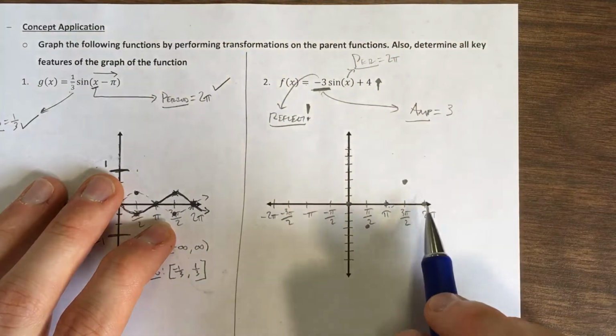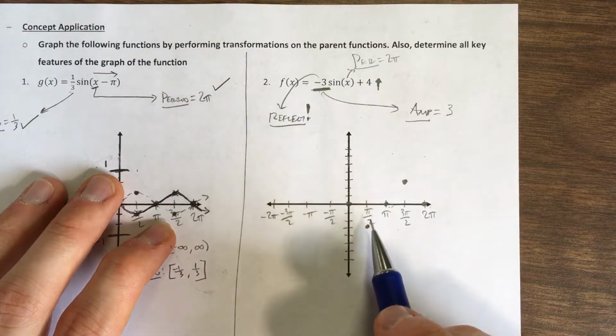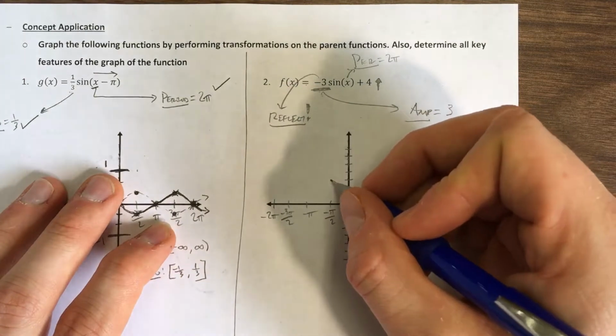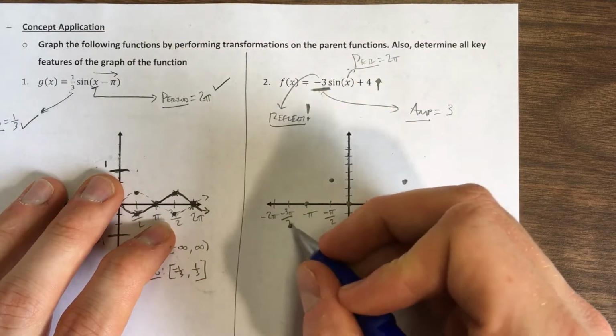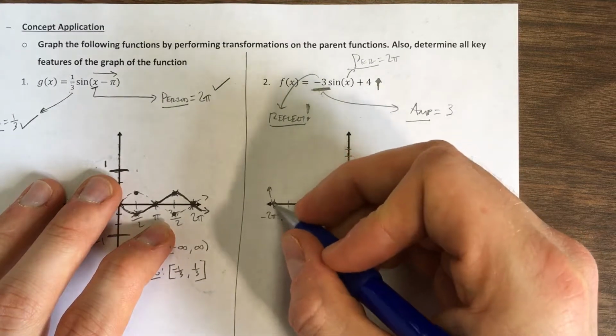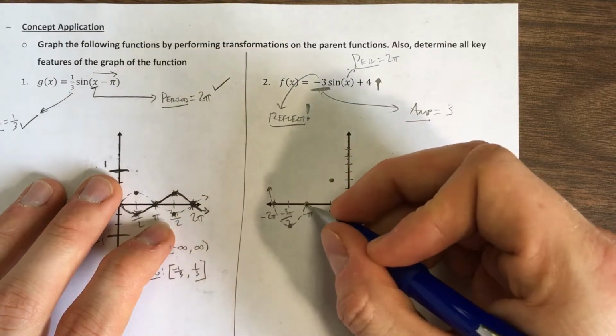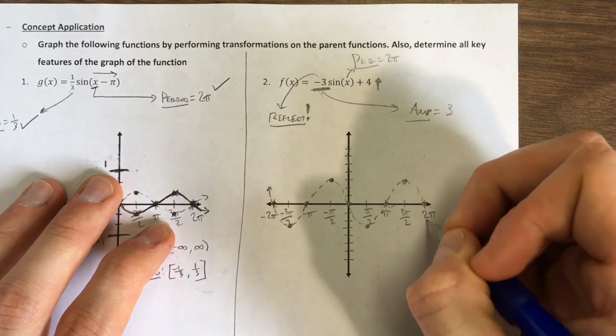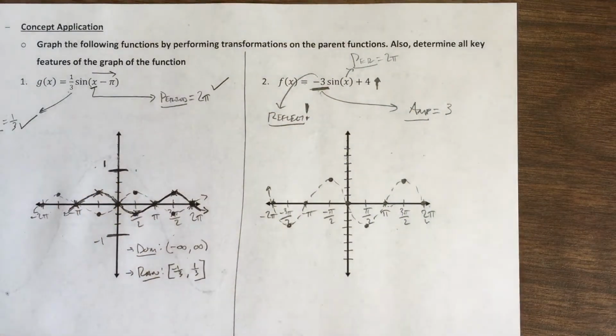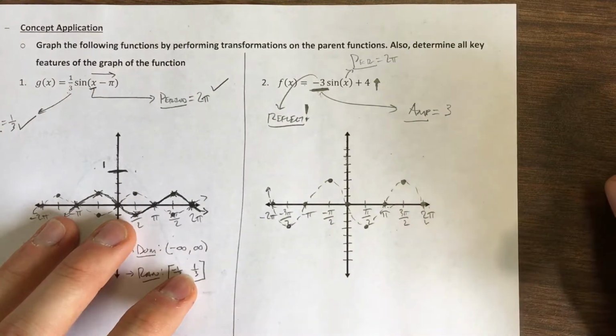It's going to follow a similar pattern. It's going to go 0, 3, 0, -3, 0, 3, 0, -3, 0. And again, I recommend making this your dotted line, because this is our modified parent function with some things changing.